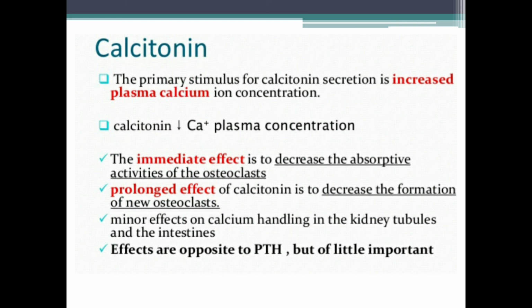Calcitonin has only a minor effect on calcium handling in the kidney tubules and the intestine, so it is of less importance there. Its effect is opposite to that of the parathyroid hormone. The main role of calcitonin is to decrease the plasma calcium level, and the primary stimulus for calcitonin is increased plasma calcium.